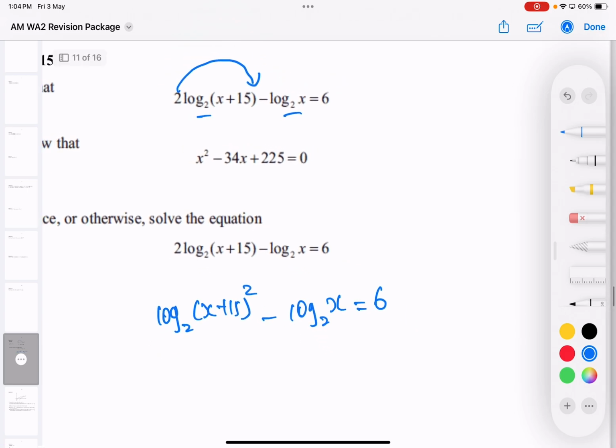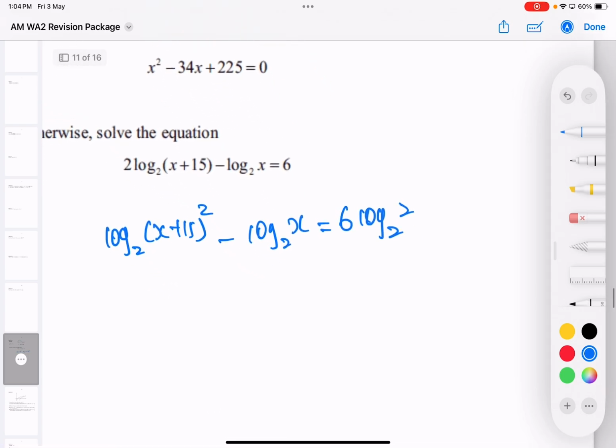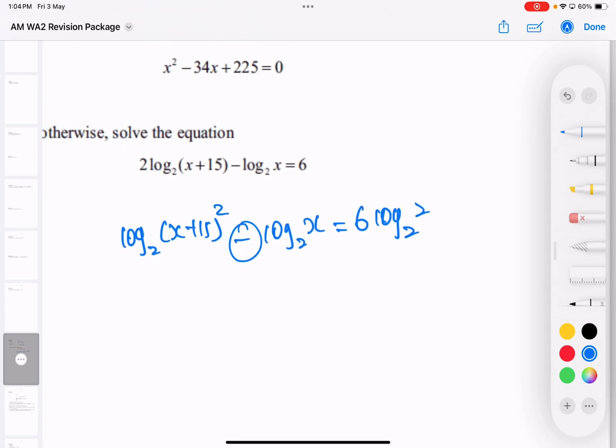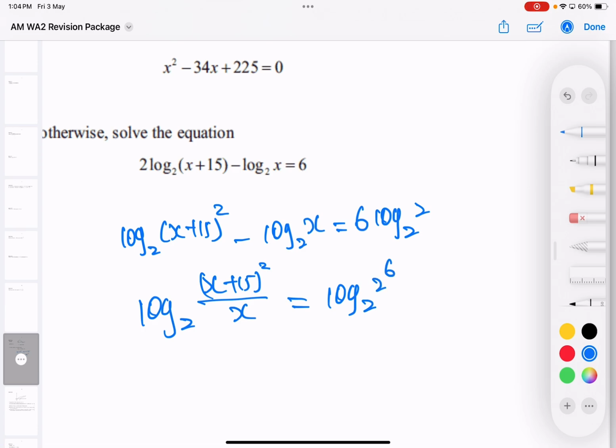I want to change everything to the same base. So it's going to be log base 2. What do I put here? 2. Okay, by now all these things you must know. Once you do that, same base, I have a minus, which means I can combine it into one log: log of (x plus 15) squared over x equals log of 2 to the power of 6. Okay, anyone confused? I hope not.